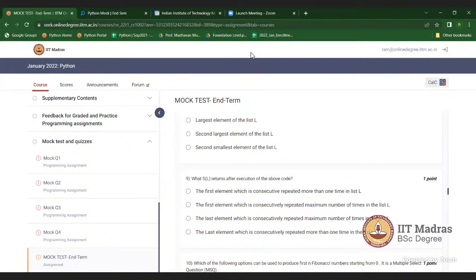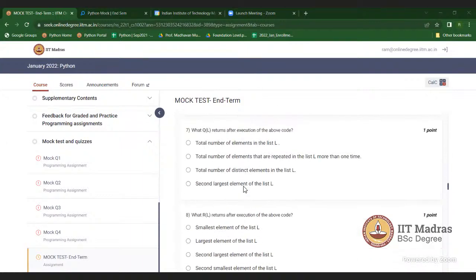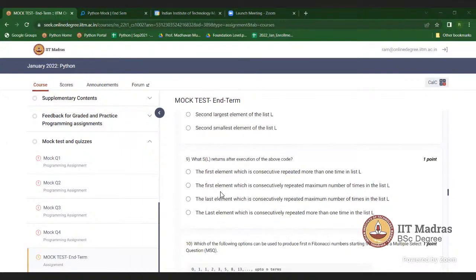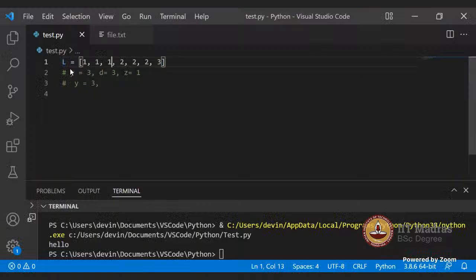Sir, can you explain one more? Can you just show the code, sir? Why is it first and last? Yeah, it's like let's just say this. Just to walk through the code, sir.